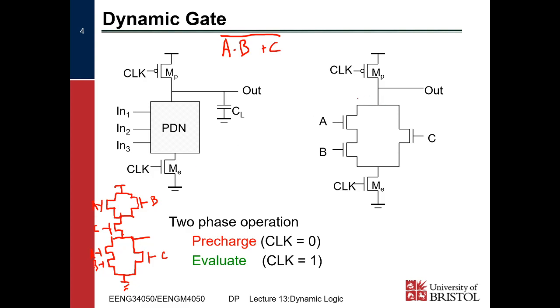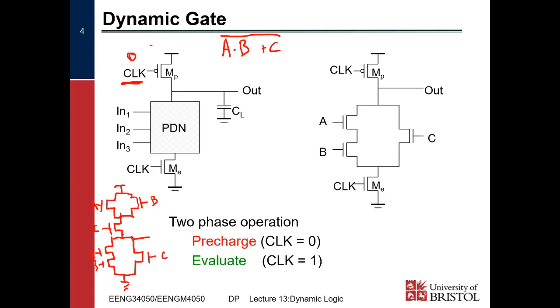We're going to insert that in where it says pull-down network. And then we're going to add these two gating transistors, the pre-charge transistor and the evaluate transistor. Dynamic logic fundamentally must be sequential in a sense because it's got this clock signal.